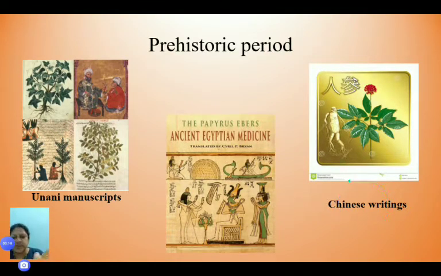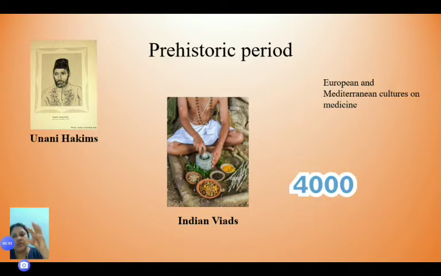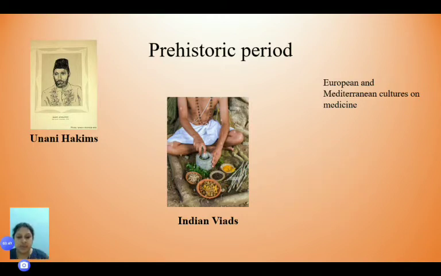All these evidences tell us that the Unani Hakims, the Indian Vaids, Europeans and even the Mediterranean cultures all used these medicines more than 4,000 years ago. This is a prehistoric period record, which makes it evident that even before 4,000 years ago, people were mainly dependent on herbs for medicinal purposes.